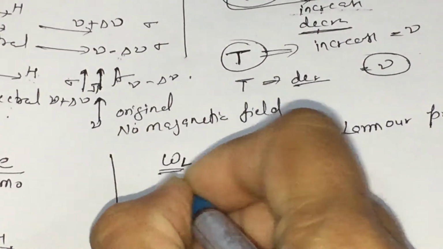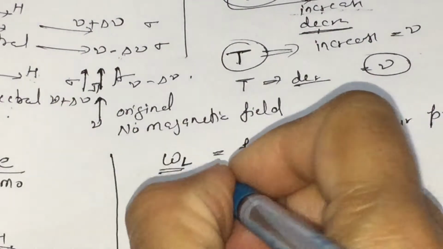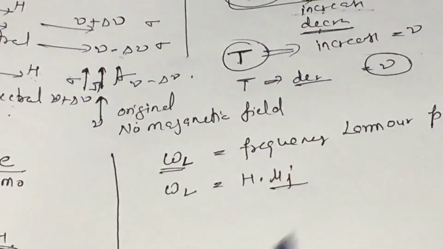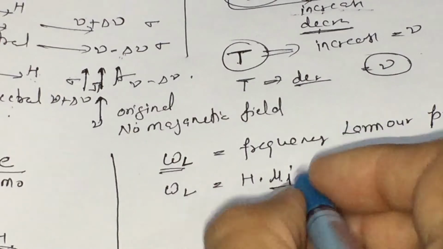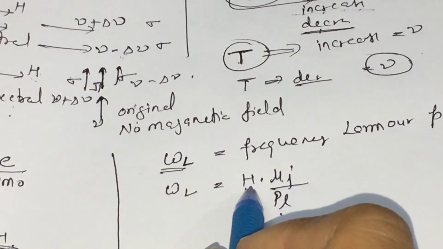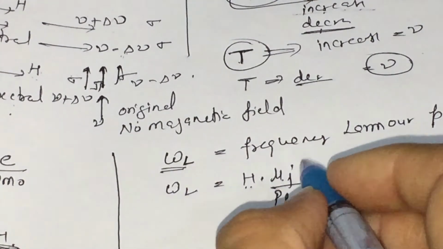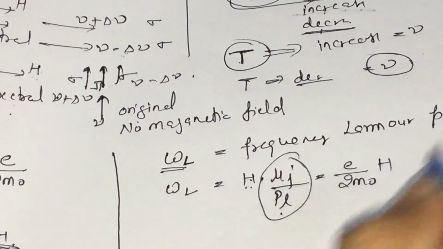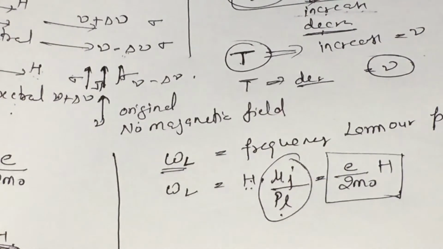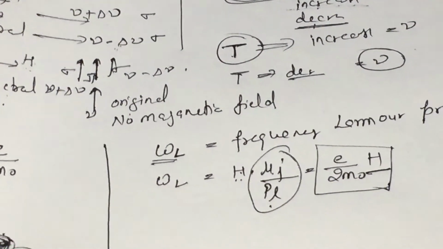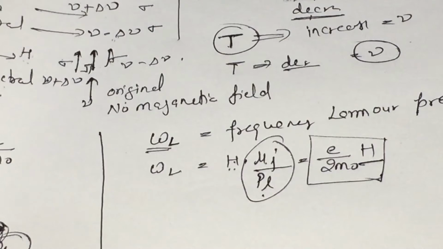And in our case, where H is the magnetic field, the Larmor precession is mathematically given as the ratio of the magnetic moment to the mechanical angular momentum times the intensity of the magnetic field. From this ratio, we can substitute e divided by 2m0 times H. It means this is the new frequency which comes into the picture when magnetic field H is applied to the electron moving in an orbital path.